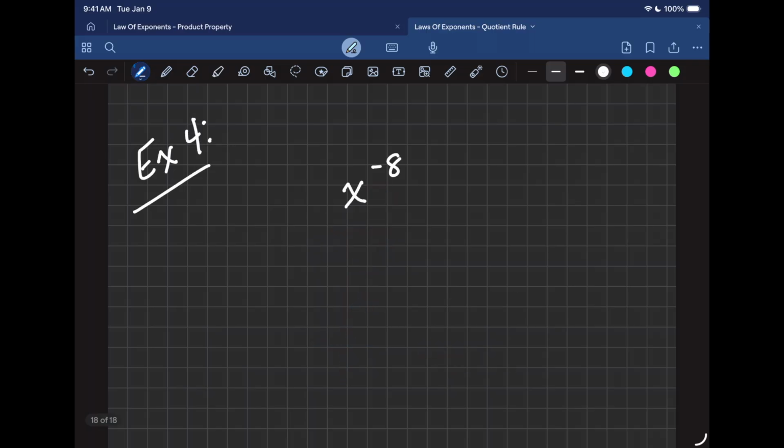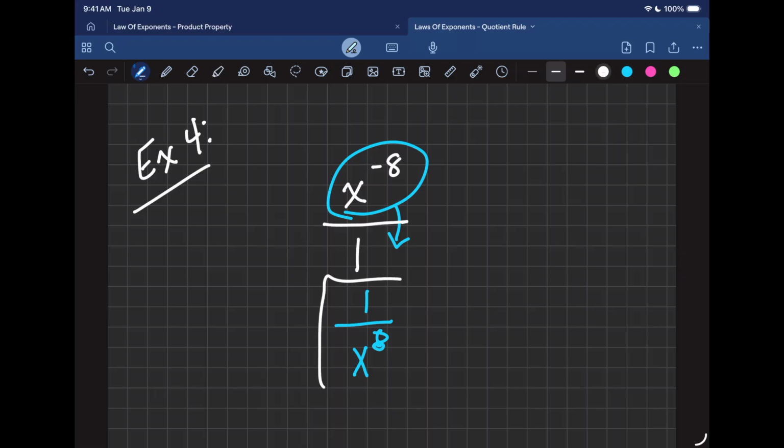And looking at example 4, I can see that I have a -8 on top, so I know that needs to move, but I don't see my fraction here. So when that happens, you want to create your fraction, and to make anything into a fraction, kind of like in that last example, we always put 1 at the bottom, and now I can move it down. So I can bring x to the -8 to the bottom, so now it'll be a +8, which means 1 is on top, and that would be my final answer here, 1 over x to the power of 8.